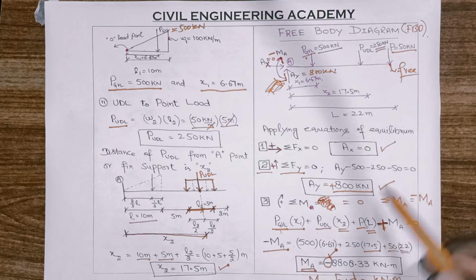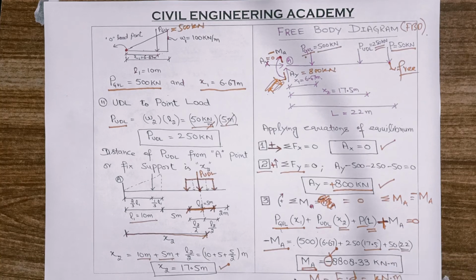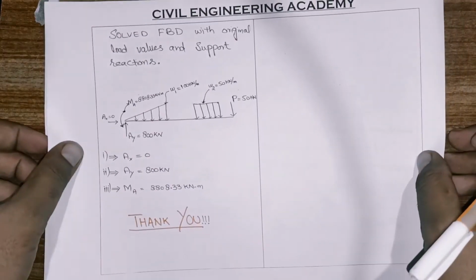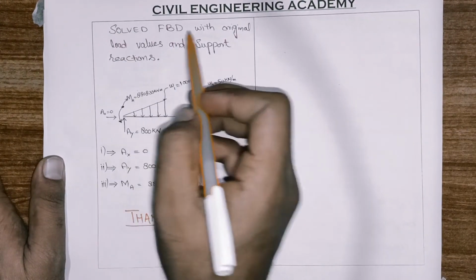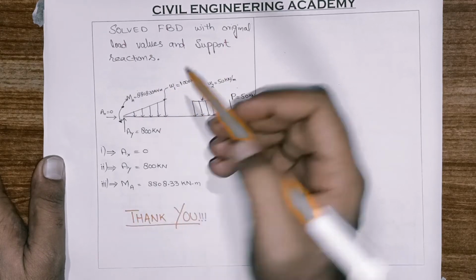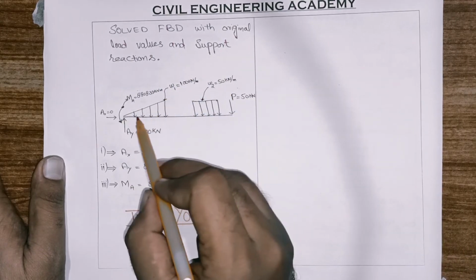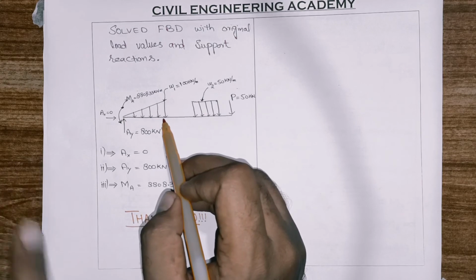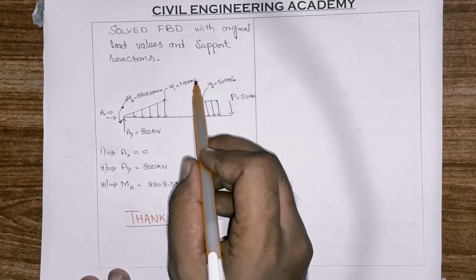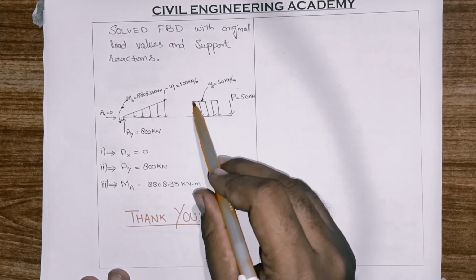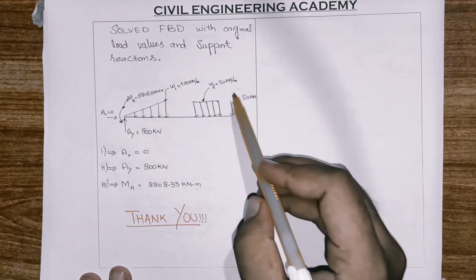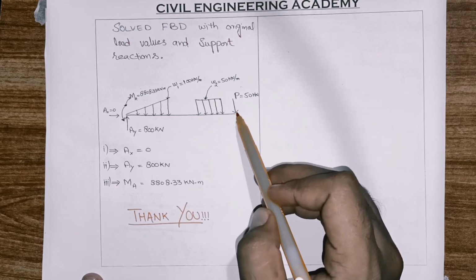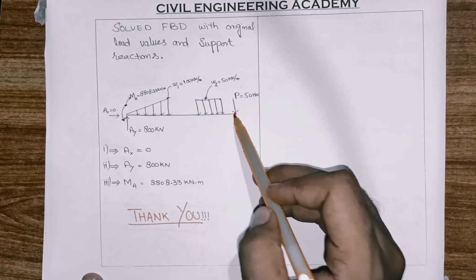AX is 0 kilonewton, AY is 800, and MA is equal to minus 8808.33 kilonewton meter on this figure. This is the solved free body diagram with original load values and support reactions. So the original load was a triangular load or GVL, equal to 100 kilonewton per meter. The second load was UDL, uniformly distributed load, with an intensity of 50 kilonewton per meter, and a point load of 50 kilonewton was acting at the free end of the beam.